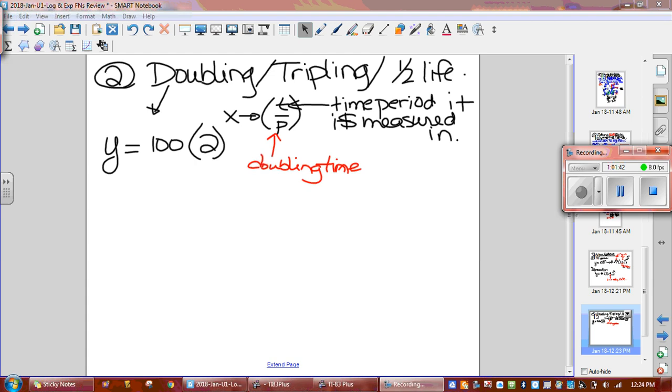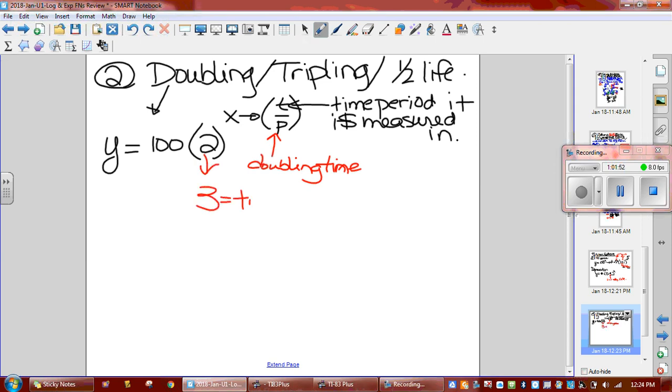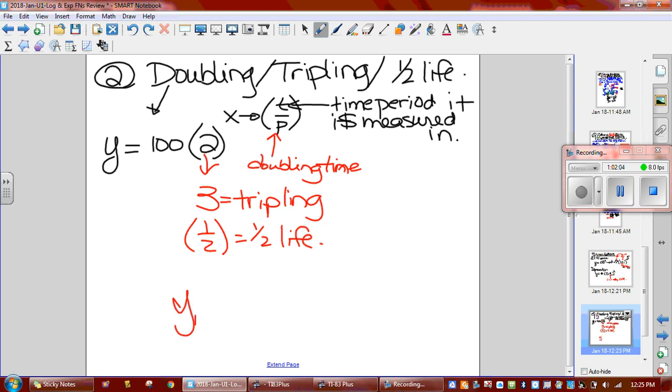Okay, if we do a tripling it would be very similar. If it's half-life, it would be similar, only this could change. So the doubling could change to 3 for tripling. And again, if it's 1/2, it's half-life. Okay? And again, you're solving them either with logs, or you can put them into y1 and y2 in your calculator and graph it and see where they intersect. Okay?